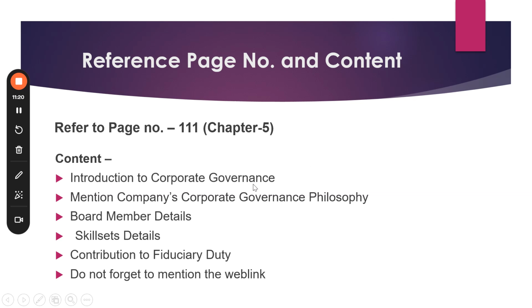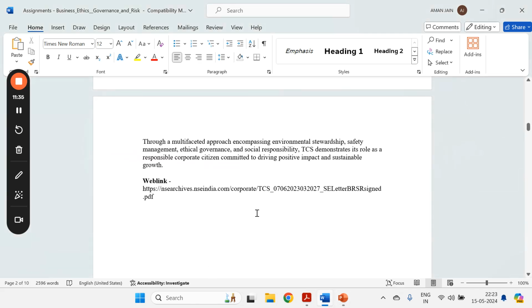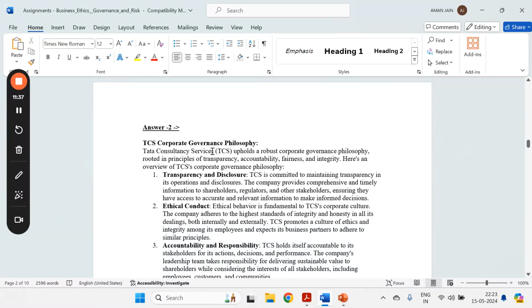We need to talk about the introduction, the governance policy, the skill set, board members' skill set details and their contribution, and do not forget to mention the web link, as we discussed in question number 1 as well, right? So let's quickly jump to the answer which I have written. The first one is again TCS corporate governance policy.